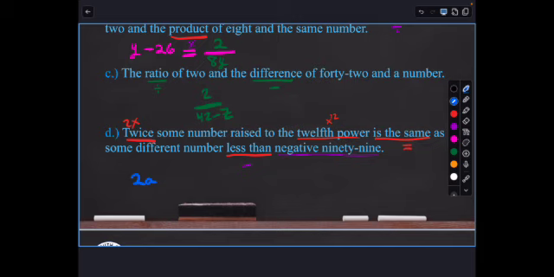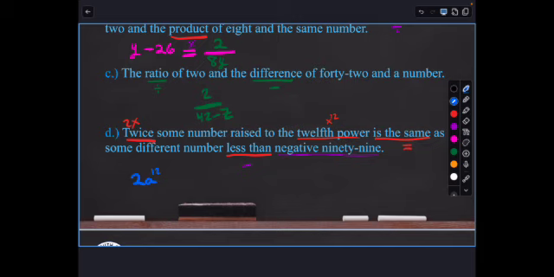What this is saying, here's our question. Let me back up just a little bit. Twice some number raised to the 12th power. Is that saying that this whole thing is raised to the 12th power, or just that some number is raised to the 12th power? That's what we had to figure out. I'm going to say that it's the some number that's raised to that 12th power. Okay, there may be some debate about that, and we can talk about how to tell the difference. It has to do with a little bit of the wording.